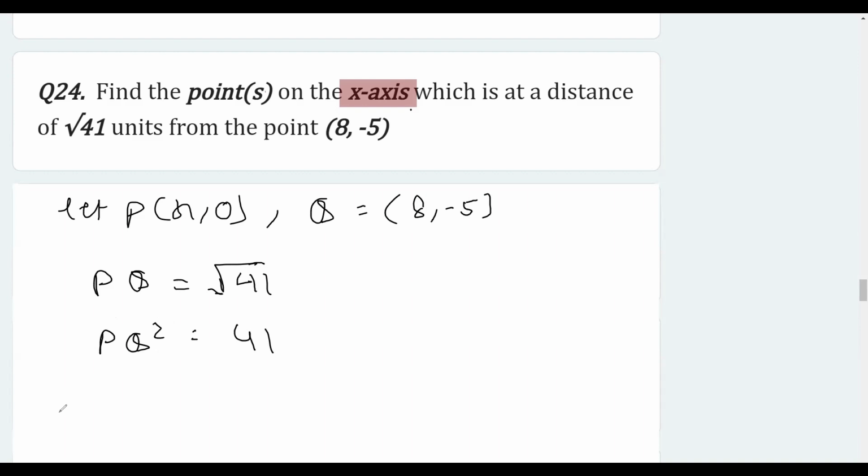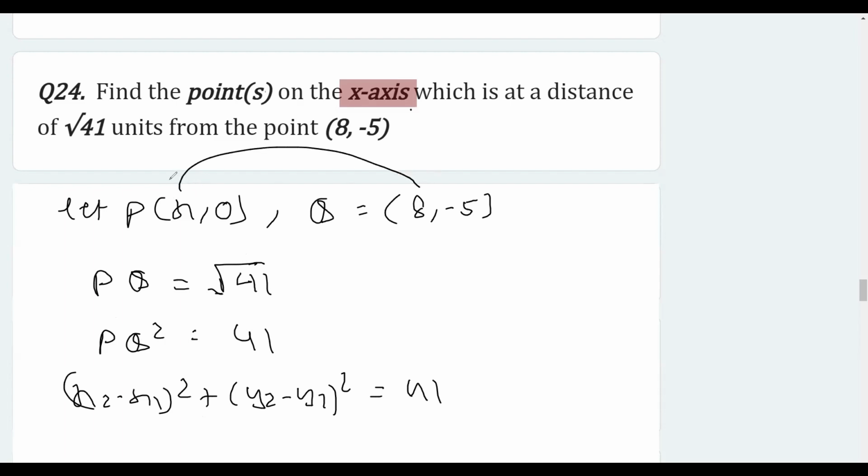Now applying the distance formula, and I'll not be placing it under the root, as you know I placed a square here. So it's (x2 minus x1) whole square plus (y2 minus y1) whole square is equal to 41. Next, I'm going to replace x2 and x1. Let's say I take this as 2, and there is no such order that this always should be taken as 1 and this as 2.